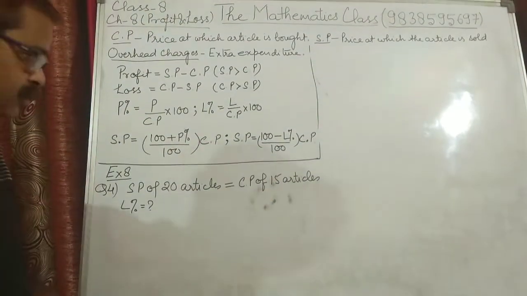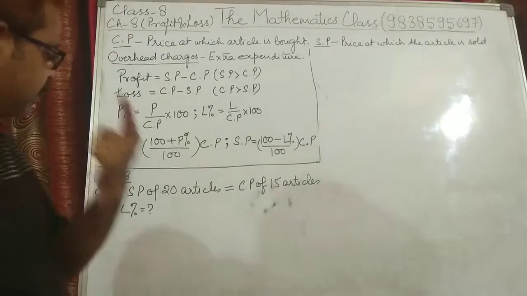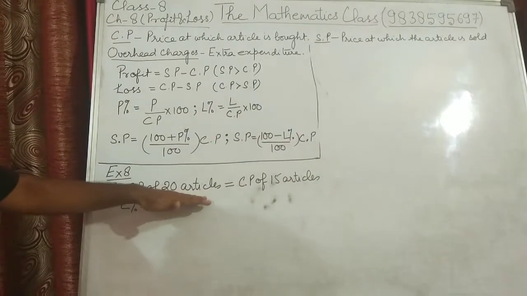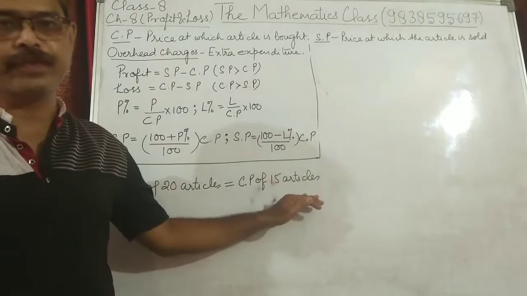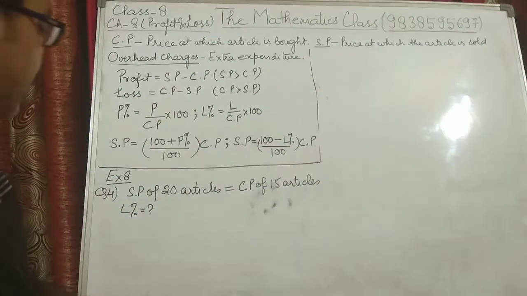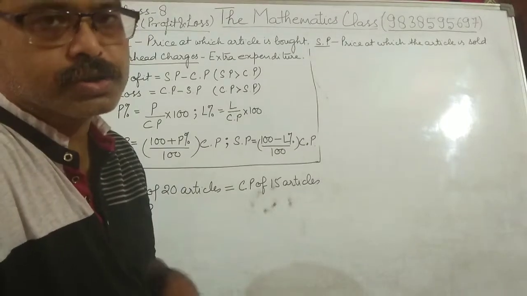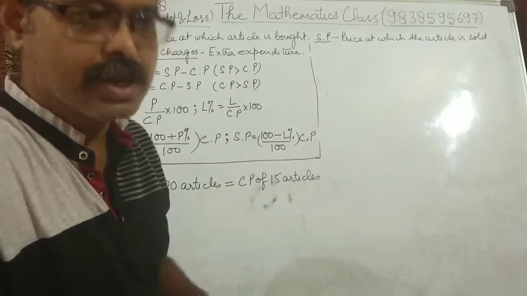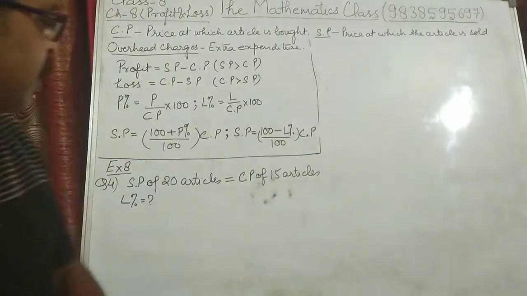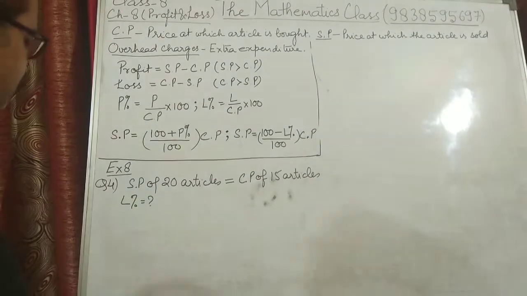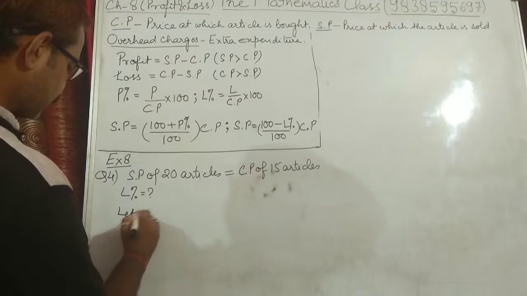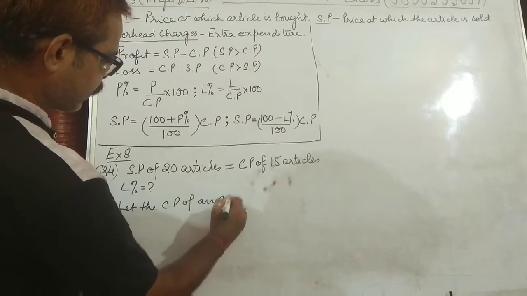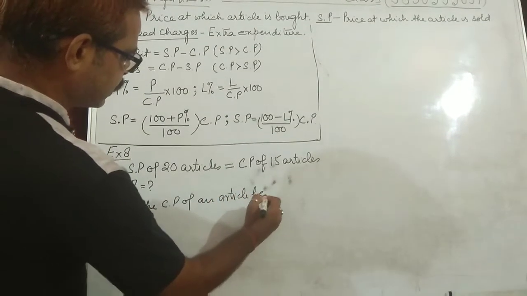Now how to solve this? You can see that nothing is given, only one statement is given, that selling price of 20 articles is equal to cost price of 15 articles. And just now I said that whenever we calculate loss or profit, we always calculate it on cost price. So we need to have a cost price with us. But here it is not given. So we will assume that let the cost price of an article be x.